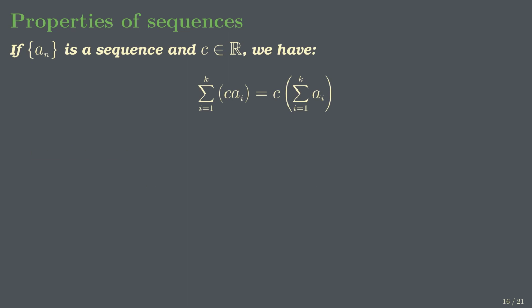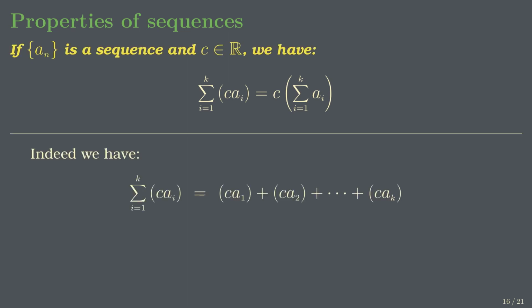We can actually see that easily. Using the summation notation, you know that the left hand side of the equation is the sum of c times a1 plus c times a2 plus etc. plus c times ak. But c is a common factor, so you can take it out, and it is equal to c times the sum of the first k terms of the sequence. And now using the summation notation again, you get the property that you want.